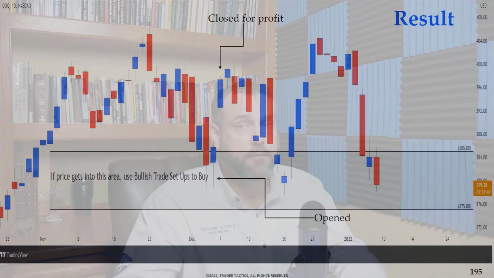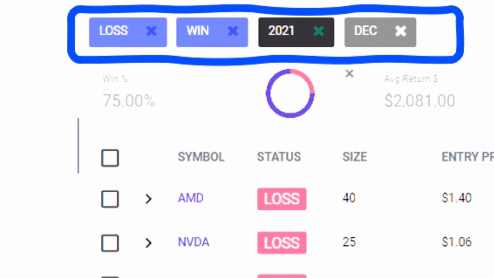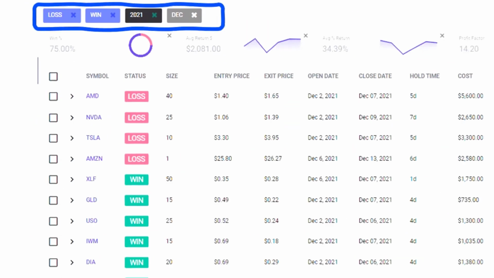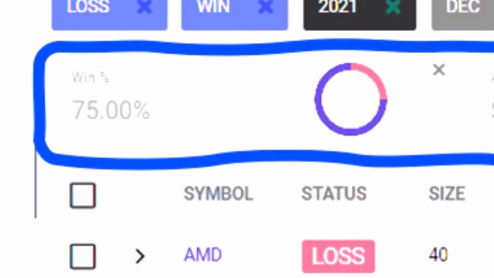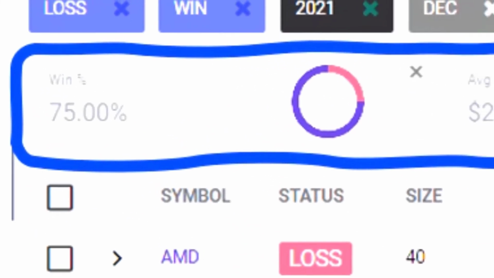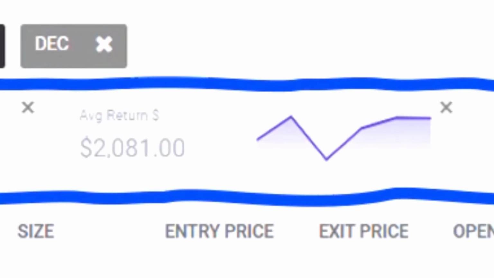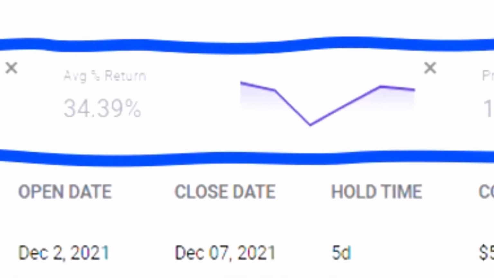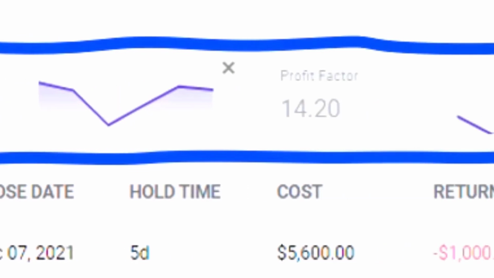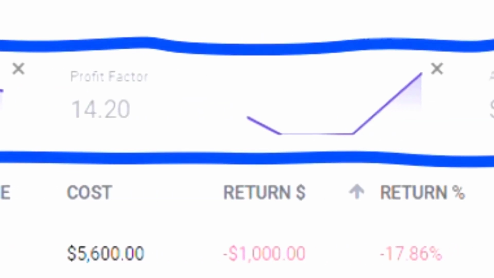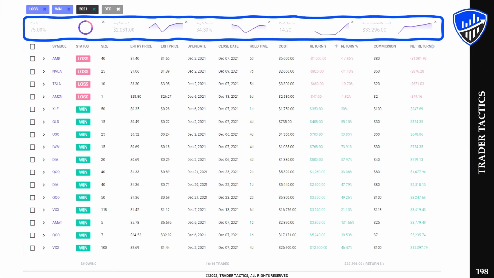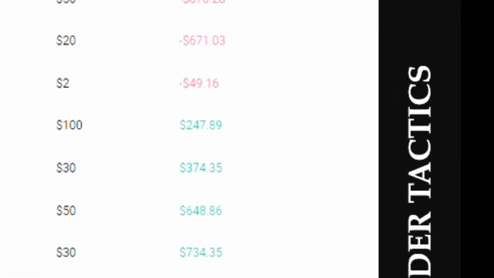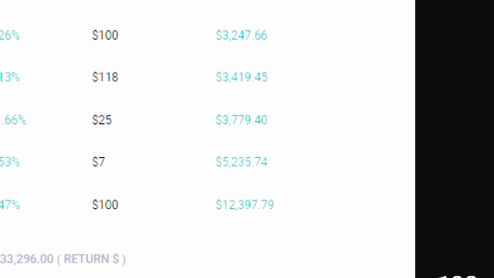Let's take a look at the rest of the month. Again, we're looking at December 2021. You'll see those QQQ trades in there as well. So just for that month alone, that was a 75% win rate. Average return was $2,000 per trade. Average percentage return, a little over 34%. Profit factor 14, and then a little over $33,000 cumulative return for the month. You can see the winners and losers there. They are ranked from losers all the way down to winners. There were 16 out of 16 trades shown right there as well.